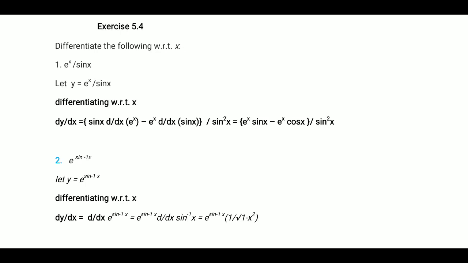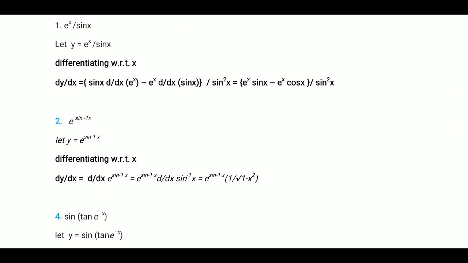So dy upon dx is equal to, first you square the denominator, and the formula is denominator into differentiation of numerator minus numerator into differentiation of denominator, whole upon denominator square. So it becomes sin x d upon dx of e power x minus e power x d upon dx of sin x, whole upon sin square x. This is equal to e power x sin x minus e power x cos x, whole upon sin square x.